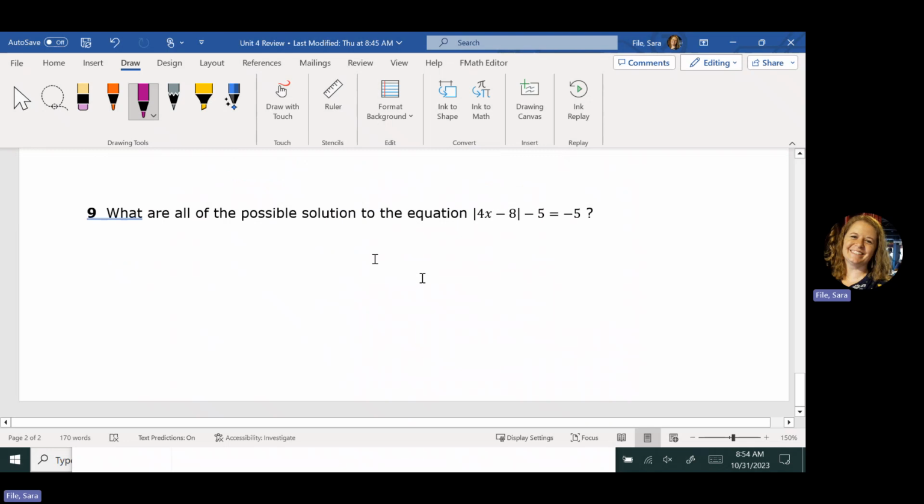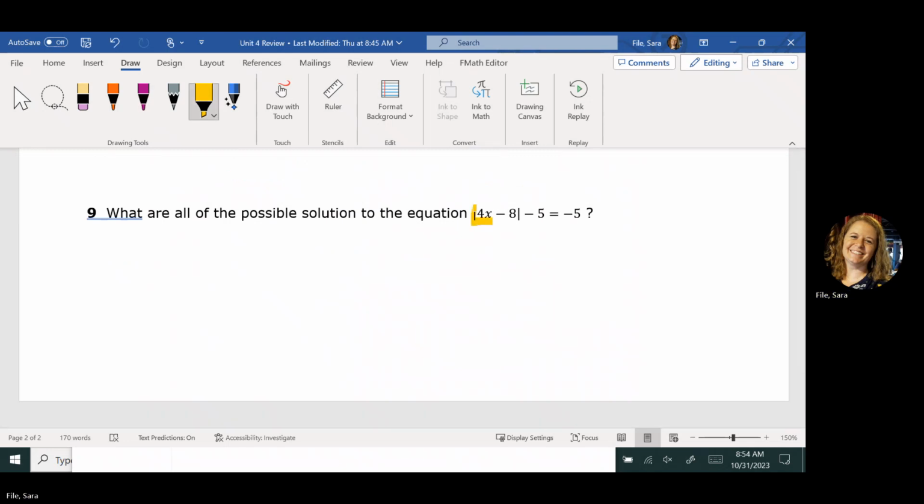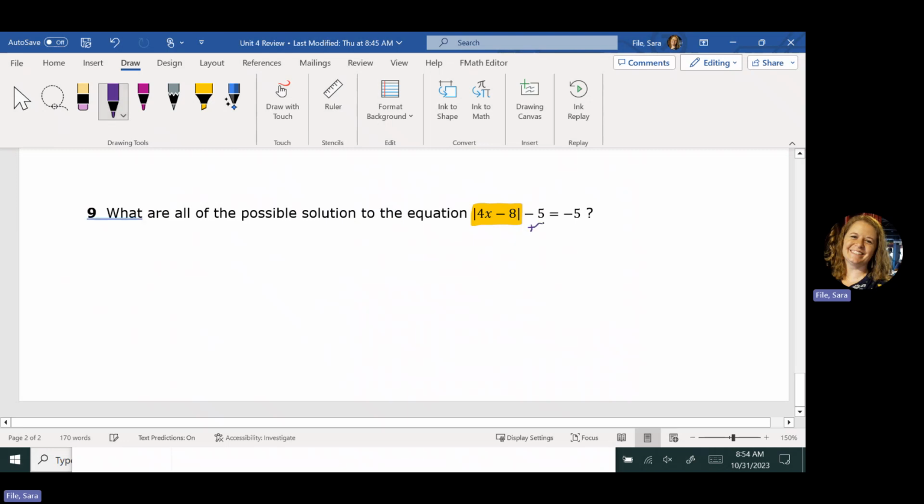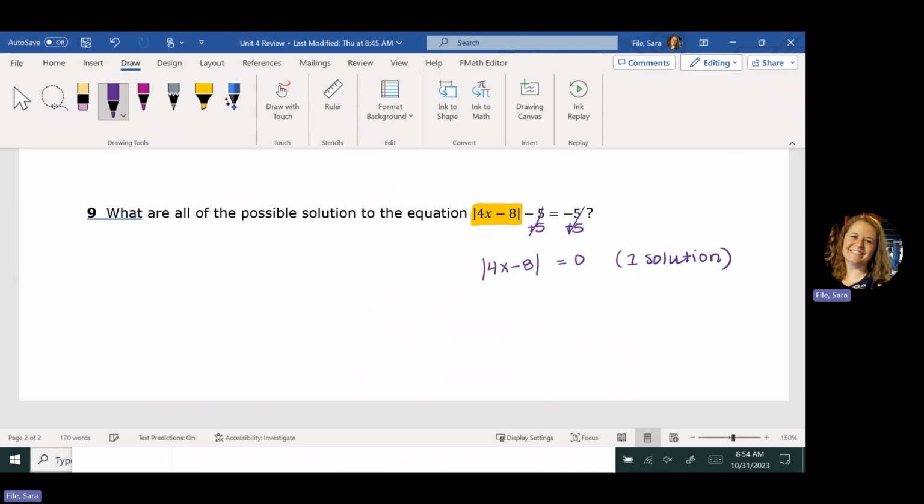All right, last one. What are all the possible solutions here? Absolute value expression. This is what I'm isolating. So I'm going to solve by adding 5. -5 plus 5, that cancels. Or it eliminates. It's just a 0. So I've got the absolute value of 4x minus 8 equals 0. So I know right away, because I isolated my absolute value expression and it's equal to 0, I know right away there is only one solution here. I'm not going to have two answers. I'm only going to have one.